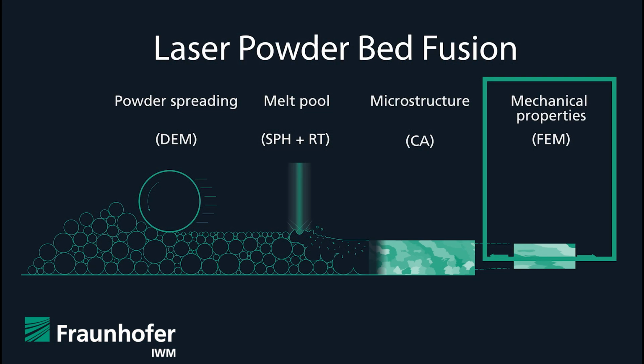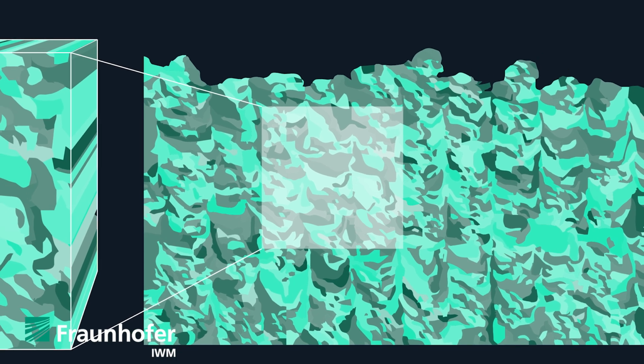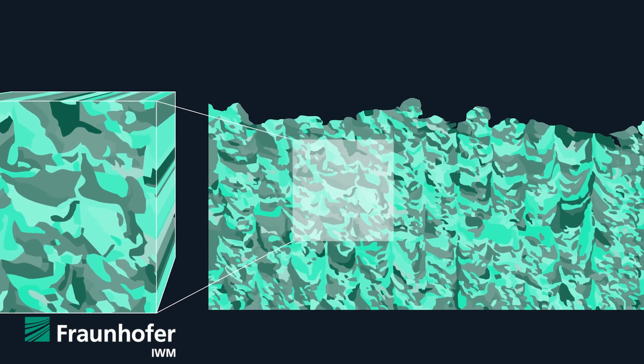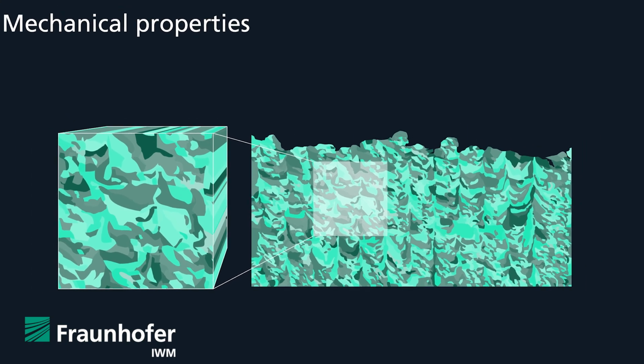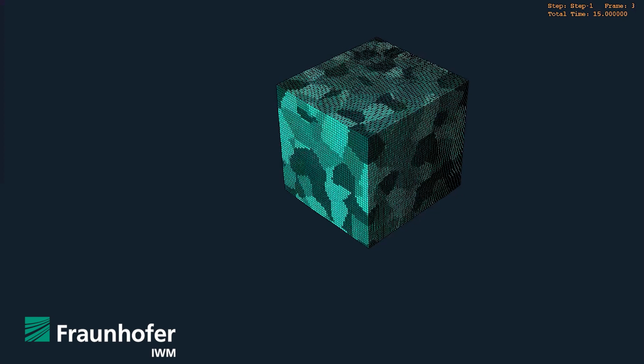The microstructure determines the mechanical properties of the produced part. In order to simulate these mechanical properties, we apply the finite element method. Using the microstructure obtained from the cellular automaton simulation, we extract a small part that we have identified as representative for the whole microstructure. This extracted part is also called the representative volume element, and it might look like this.